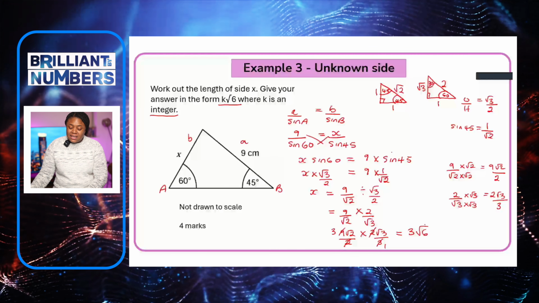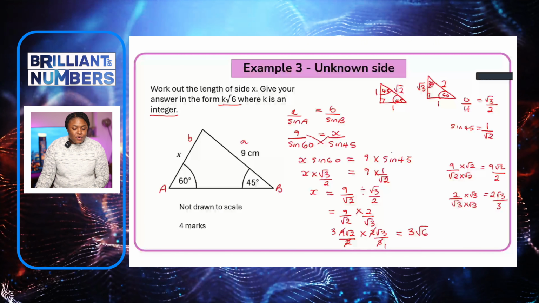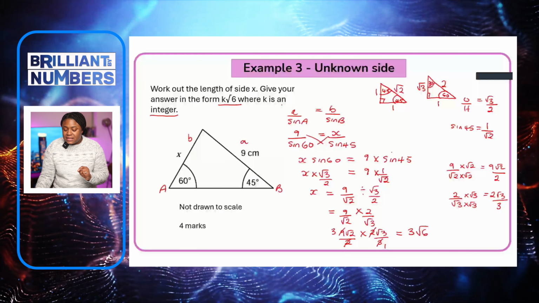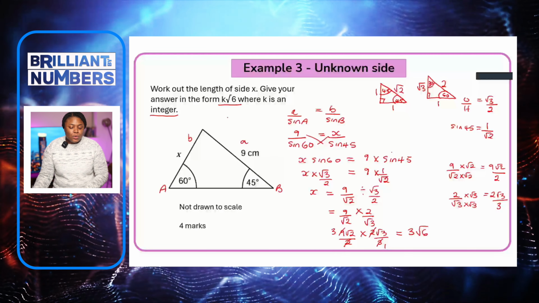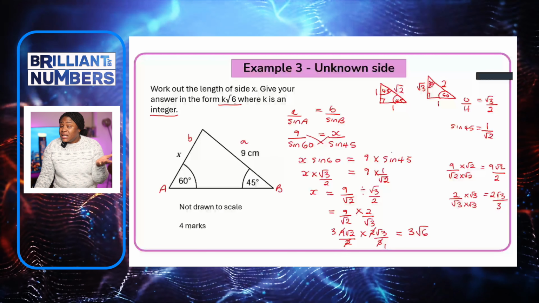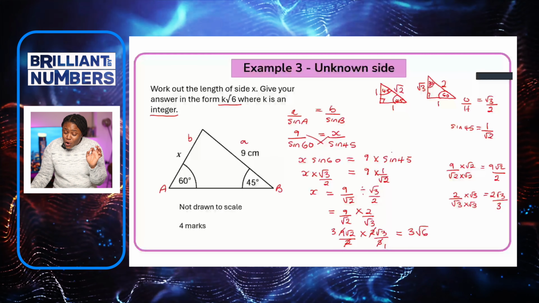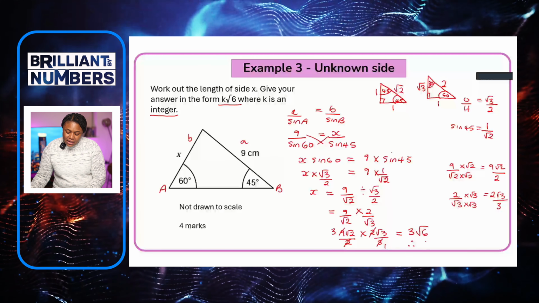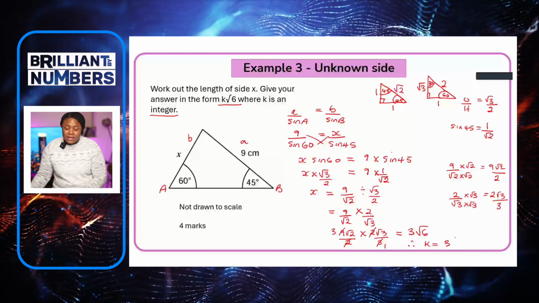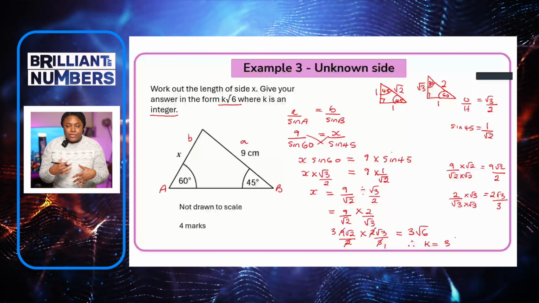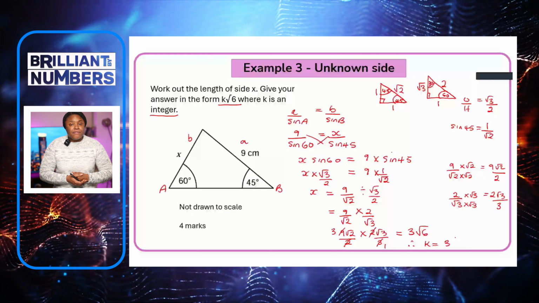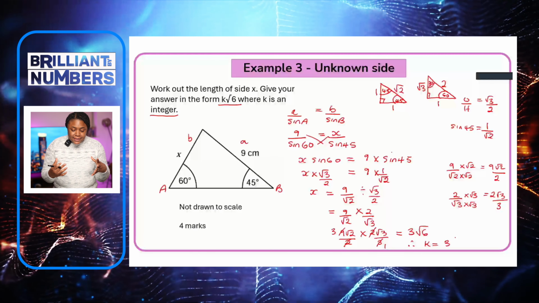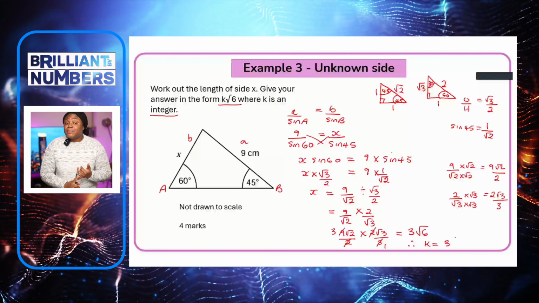Now we can see that our answer is in the form k root 6. So our 3 here would be the value of k. So you can let your examiner know that I know what k is now. So we will say, therefore, k is equal to 3, because that's the number before the root, or the coefficient of our root.